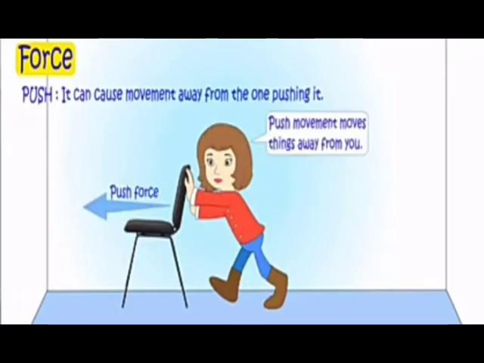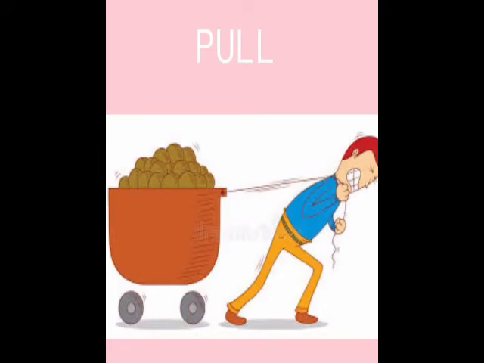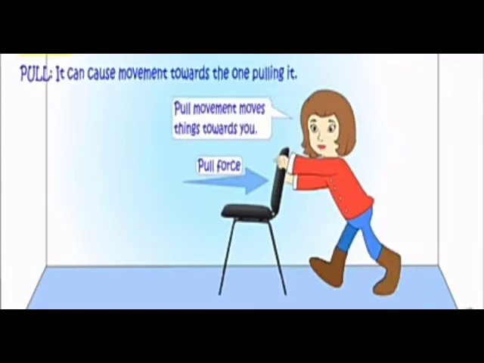First, push. When a force is applied in the direction of an object, it is called as push. It can cause movement away from the one pushing it. Push movement moves things away from you. What is a pull? When a force is applied in the direction opposite to the direction of an object, it is called as pull. It can cause movement towards the one pulling it. Pull movement moves things towards you.